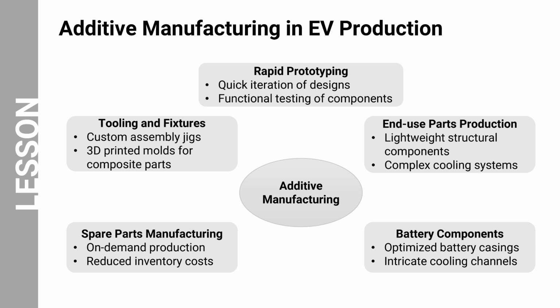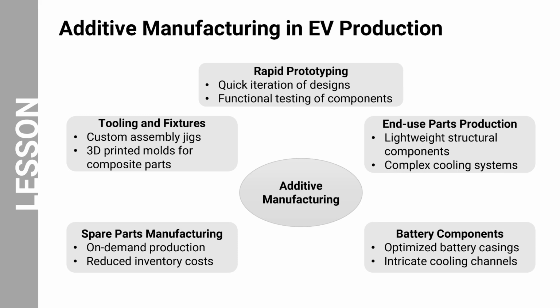While additive manufacturing offers great potential in electric vehicle development, its current limitations prevent full-scale mass production implementation. This technology excels in specific areas that don't require high-volume output. During the rapid prototyping phase, manufacturers can quickly iterate designs and conduct functional testing of components, significantly accelerating the development process. For tooling and fixtures, the technology proves valuable in creating custom assembly jigs and 3D printed molds for composite parts, although these are typically produced in limited quantities.